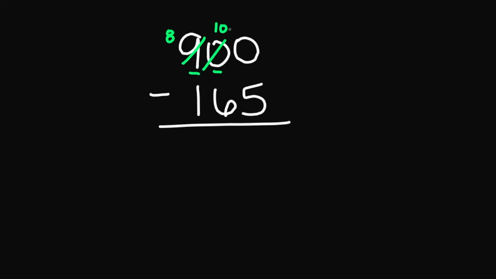But when I look at my problem, I am still stuck here in the ones place. I still don't have enough. So I'm going back to the tens place. This 10 is going to become a 9. This 0 is going to become a 10. So 10 minus 5 is 5. 9 minus 6 is 3. And then you have 8 minus 1. That's going to give you 7. So your final answer is 735.